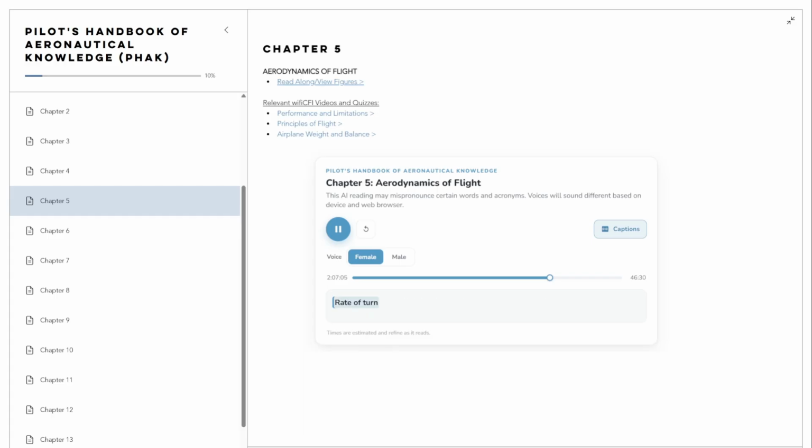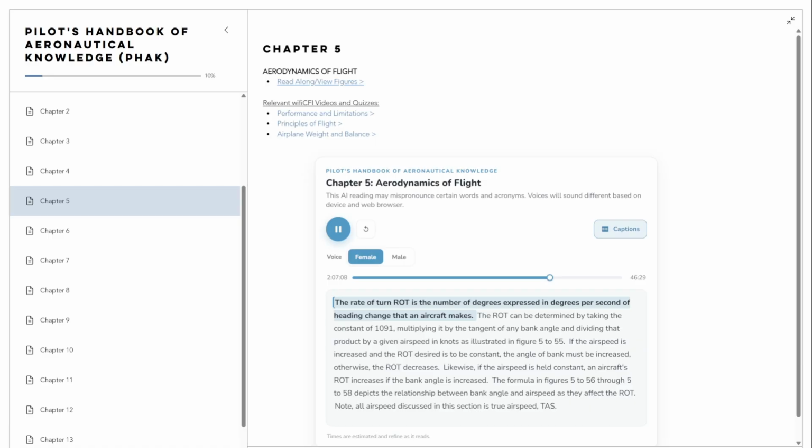Rate of turn. The rate of turn, ROT, is the number of degrees, expressed in degrees per second, of heading change that an aircraft makes. The ROT can be determined by taking the constant of 1091, multiplying it by the tangent of any bank angle, and dividing that product by a given airspeed in knots, as illustrated in figure 5-55.